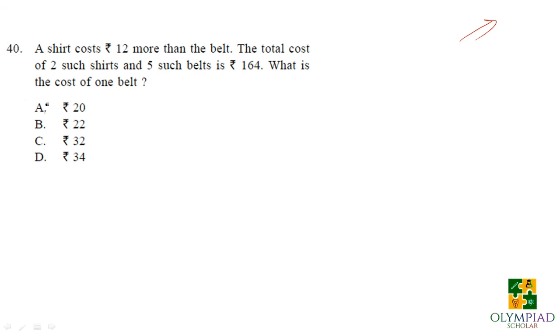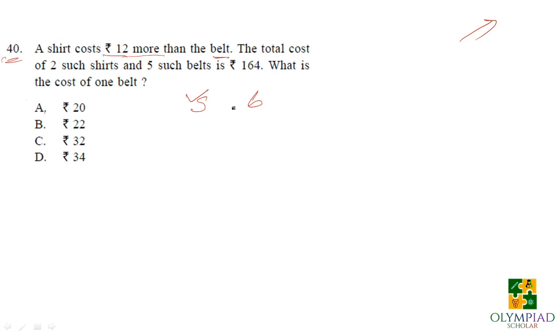Okay, so let's discuss the last question of this session. A shirt costs 12 rupees more than the belt. So what information we are getting from this statement is, there is a shirt and there is a belt. So shirt costs 12 rupees more. That means it is costly.